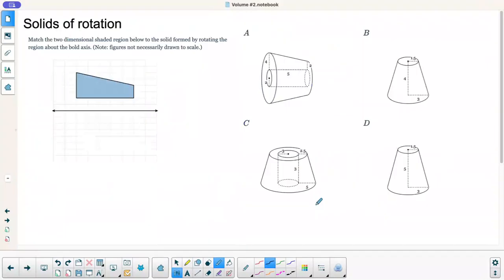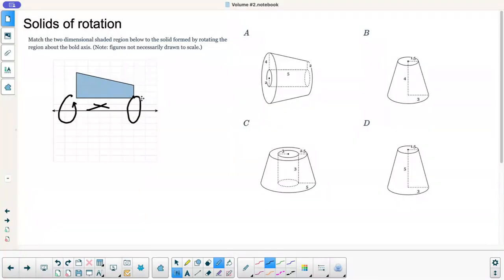All right, solids of rotation. Match the two-dimensional shaded region below to the solid formed by rotating the region about the bold axes. Okay, so it's going to basically rotate around that axis. So if it's not touching here, you see how there's like a little gap here? Okay, I'll put an X there. When I rotate, it's going to sweep out a hole. You're going to end up having a hole right there. Okay, and this is slanted, so it's not going to be cylindrical.